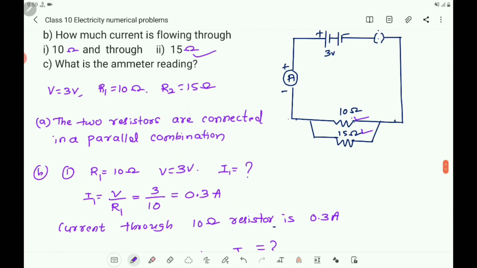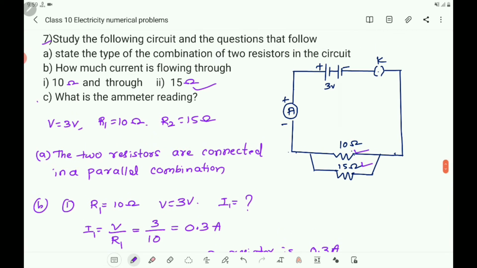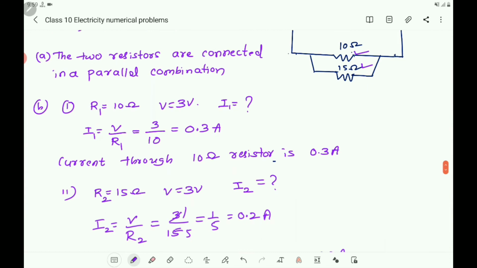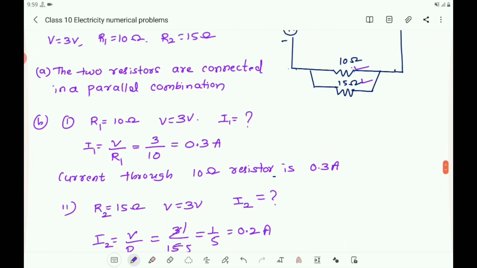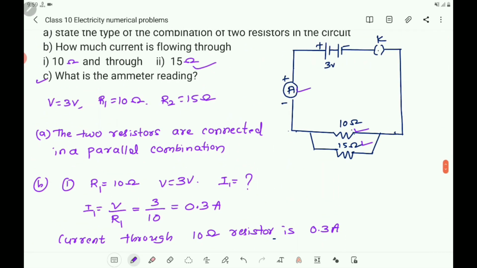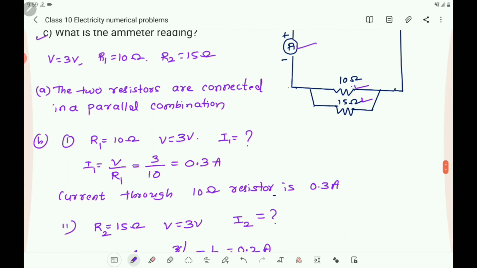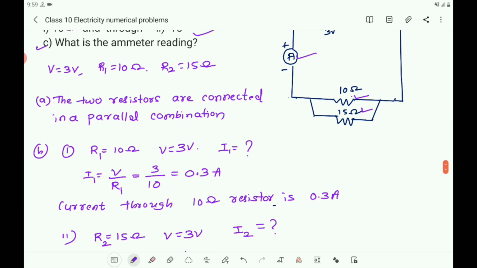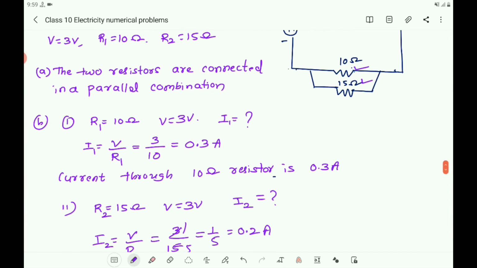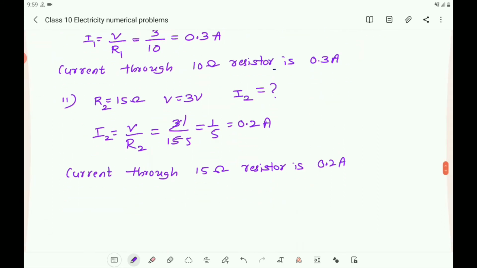Then question B is over. Now you take question C. What is the emitter reading? Here we have to find out the reading in the emitter. You know that the reading in the emitter is nothing but the current through resistor 1 and resistor 2.